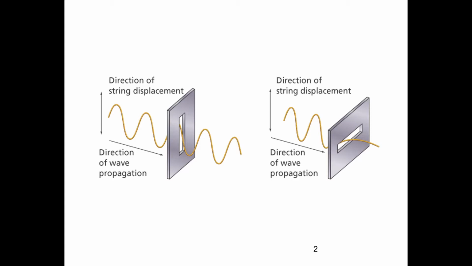As is pictured on the left, the transverse wave wouldn't have any problem going through a board with a vertical slit. But if the board is turned 90 degrees, as shown in the picture on the right, the transverse wave would be stopped by the board.